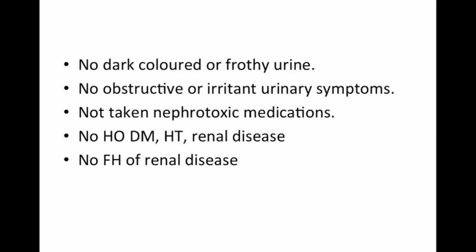Then the important thing is you have to check in the history whether there are any signs or symptoms to suggest any of these problems. You have to check their urine color, whether they have proteinuria, whether they have urinary symptoms, whether they have been on any nephrotoxic medications, and also whether the patient has ischemic heart disease, diabetes, hypertension, family history of renal disease. These are the things that you have to look for in the history.